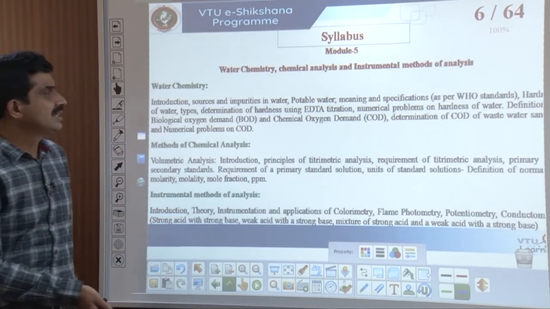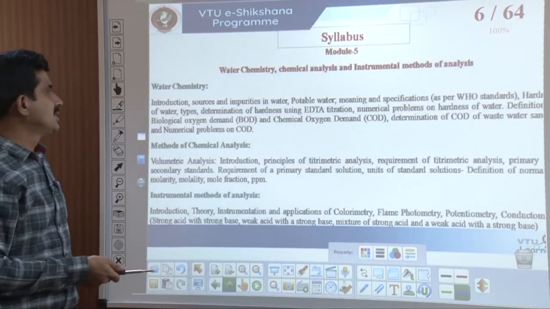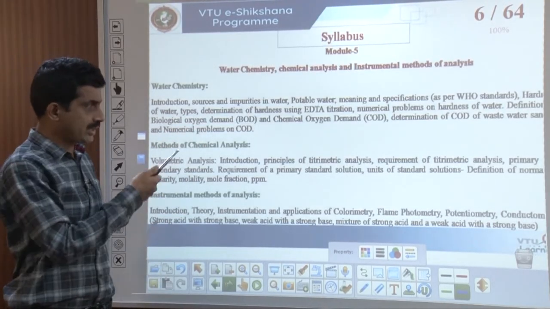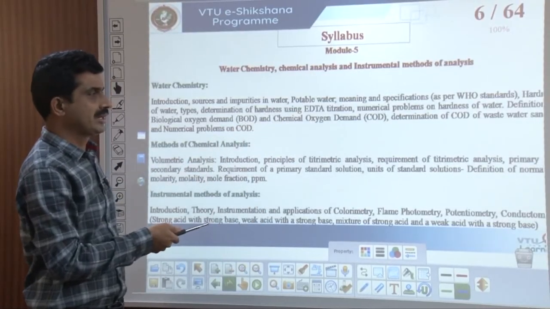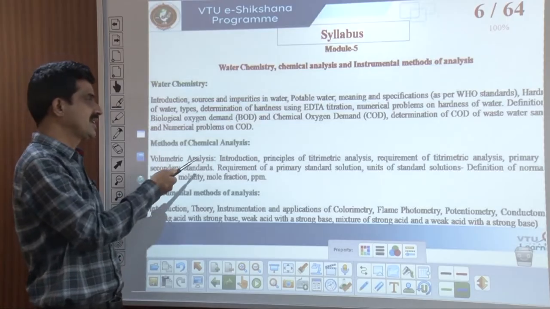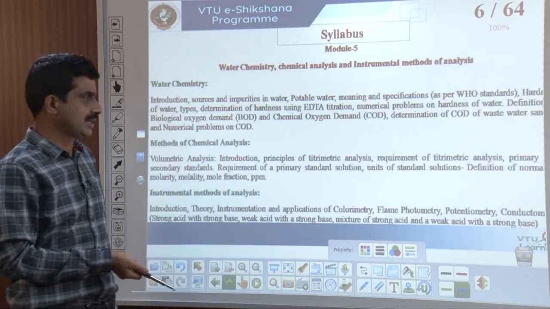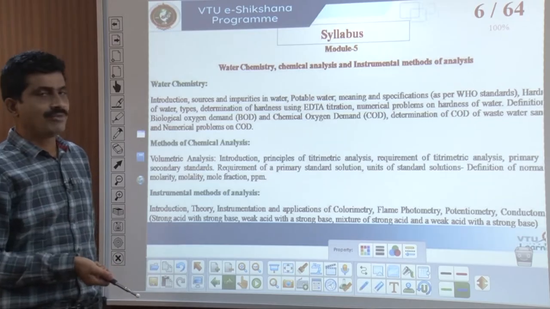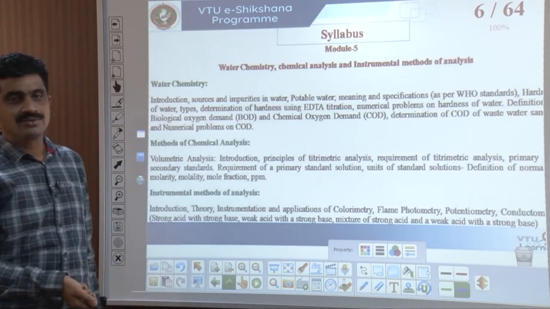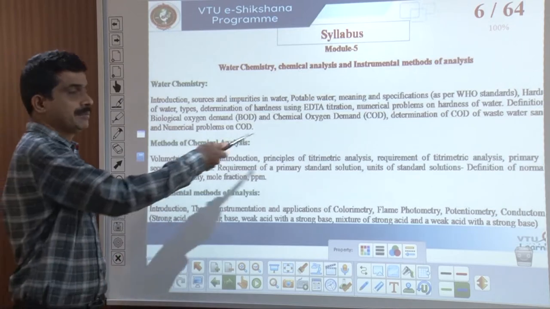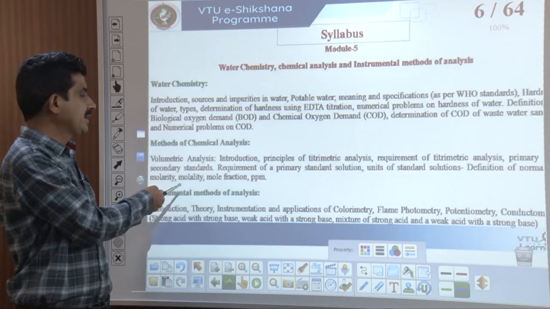Then module 5 is on water chemistry, chemical analysis and instrumental methods of analysis, starting from the sources and impurities in water, then the meaning of potable water, then meaning and specifications of potable water as per WHO standards, then hardness of water, how hardness is caused, what are the different types of hardness, then determination of hardness using EDTA by complexometric method, then numerical problems on hardness of water, then definition of BOD and COD, biological oxygen demand and chemical oxygen demand, then determination of COD of wastewater sample, that method we will be learning, and numerical problems on COD.